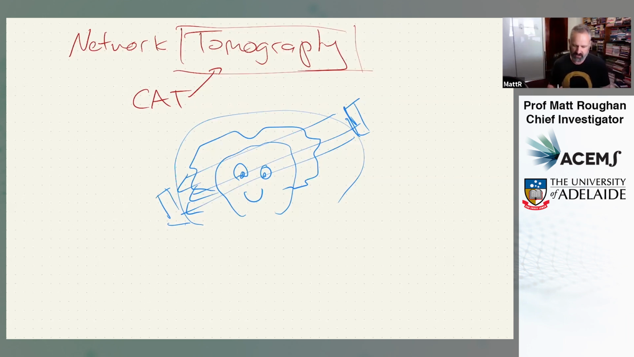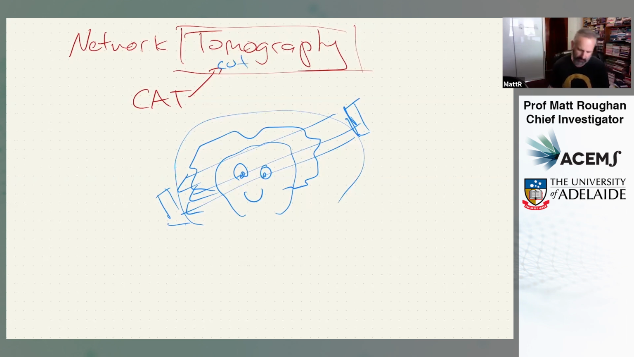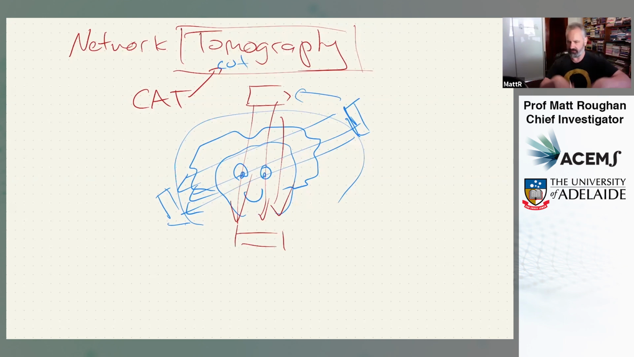So you get kind of a cut through, and that's where this tomo comes from. But what you do is you rotate and you take other cuts through. And the goal then is to reconstruct a 3D image of someone's brain, usually, from this series of cuts going through their head. We have an analogous problem in a network.